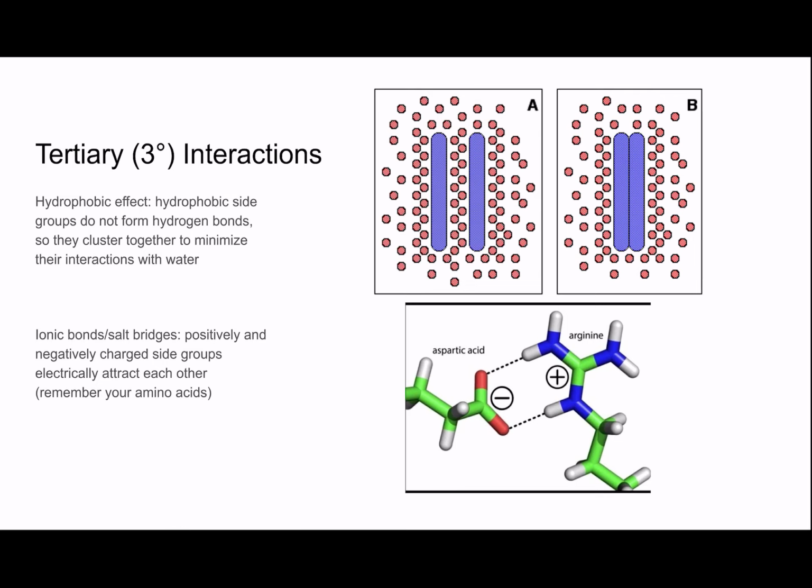Second tertiary interaction is the ionic bonds, also known as a salt bridge. So this is just a positively charged side group electrically attracting a negatively charged side group. This is another example of why it's important to remember your amino acids and their structures and properties.